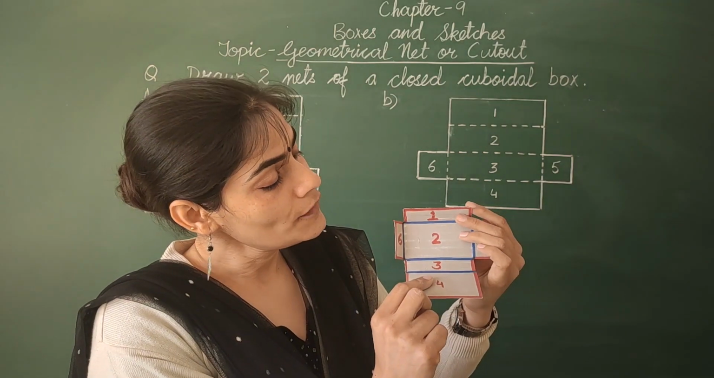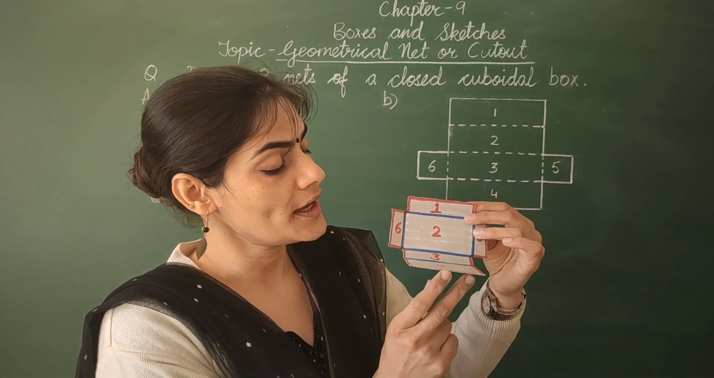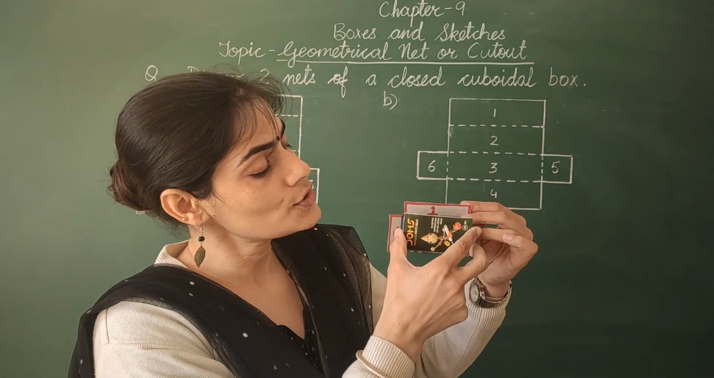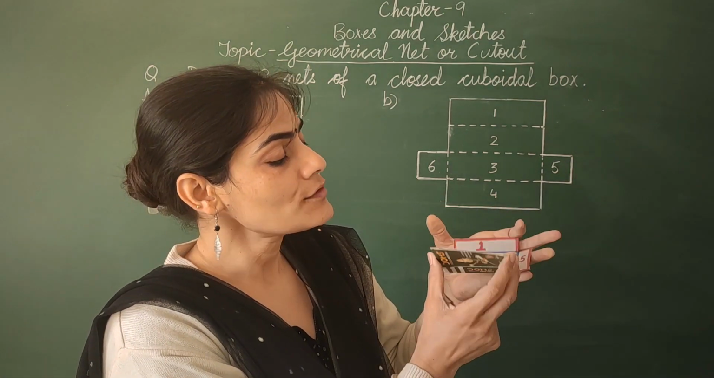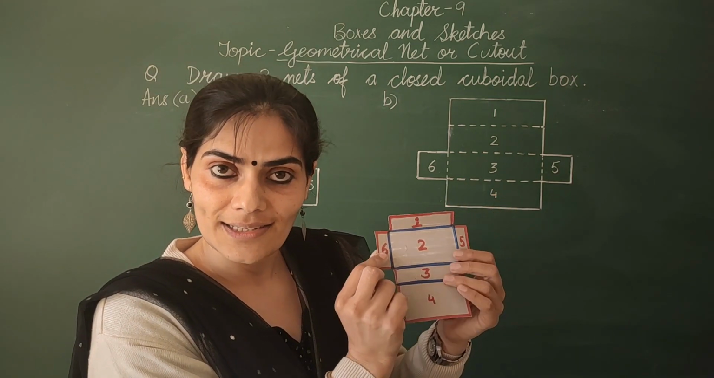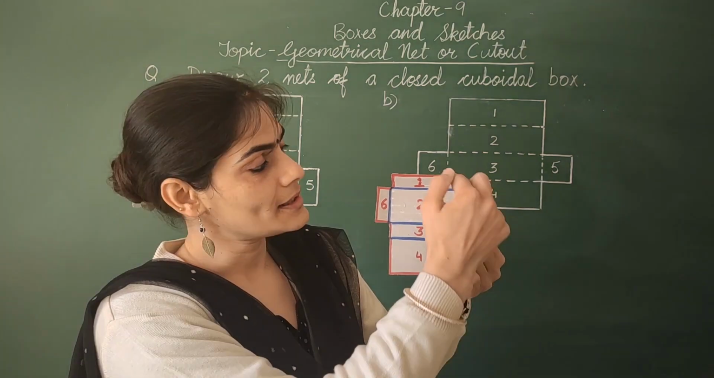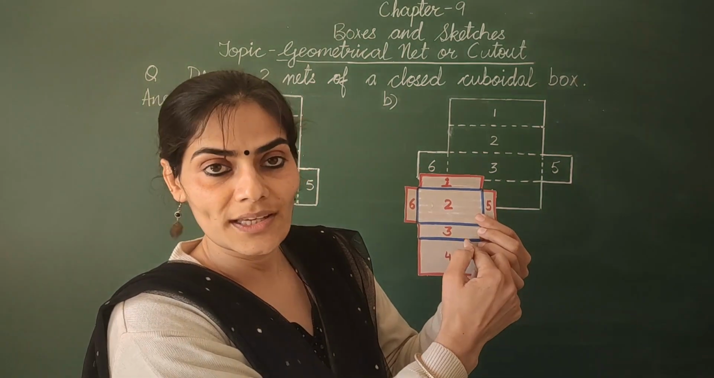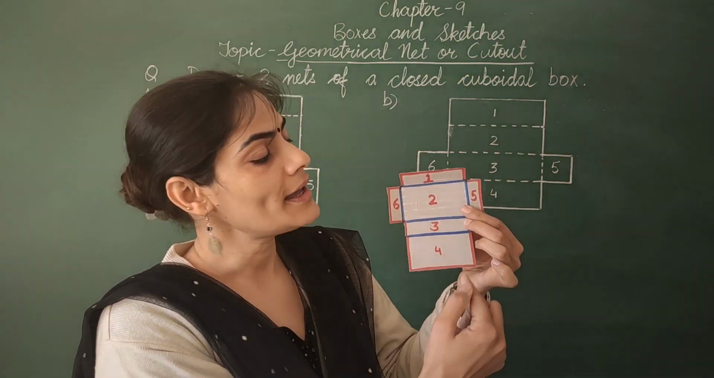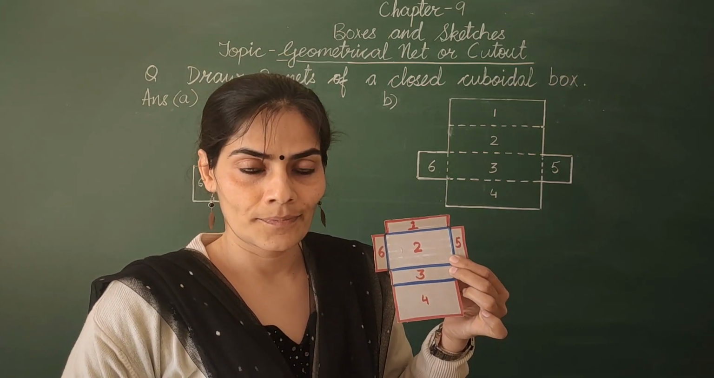Clear? Now, you see that face 1 is the opposite face of 3, face 2 is opposite to face 4, and face 5 is opposite to face 6. That is why the alternate faces, like here, face 1 should be equal to face 3, face 2 should be equal to face 4, and face 5 should be equal to face 6.